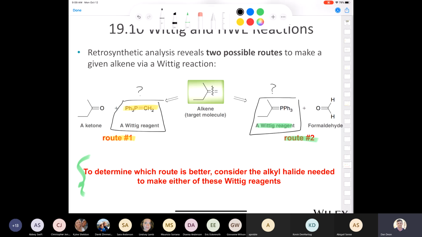Remember, the first step is an SN2. Does anybody have an inkling about that? Eric, you're right, and your rationale is also correct. Amy, same with you. You're both correct. The answer is the first one would be much easier, right? The first one can be made from an SN2 using a methyl halide. The second one, we'd have to use a secondary alkyl halide.